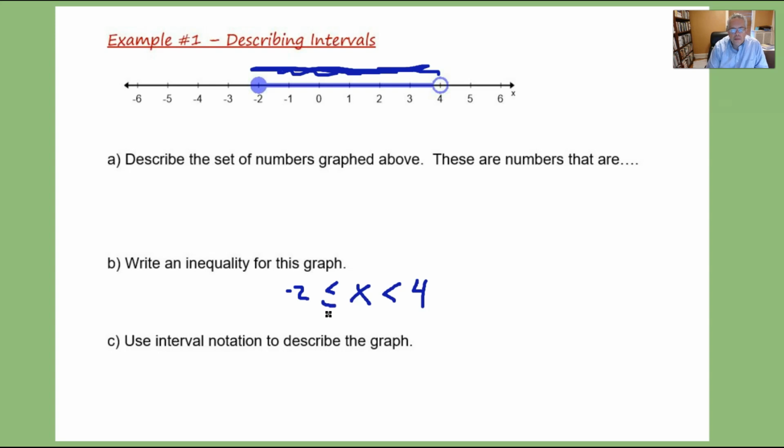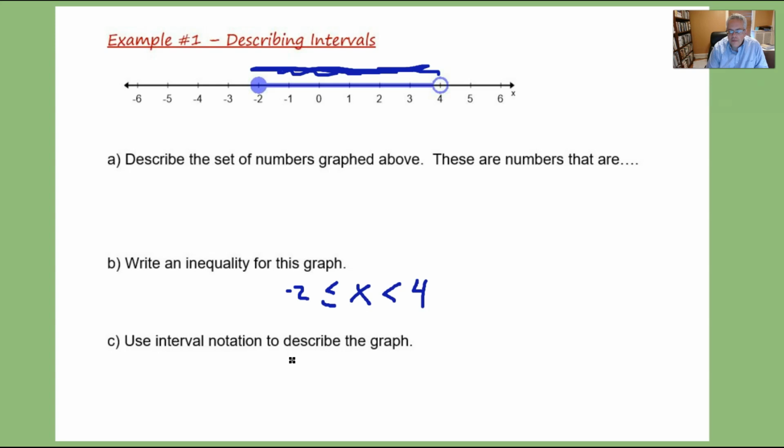When you're writing this inequality notation, the direction of the inequalities will always be like this. We go from smaller to larger. -2 is less than or equal to our number, is less than 4. The only thing that's going to differ from problem to problem is whether we put the equal sign under the inequality or not. And that, of course, depends on whether the dots are solid or open. Okay, so that's inequality notation.